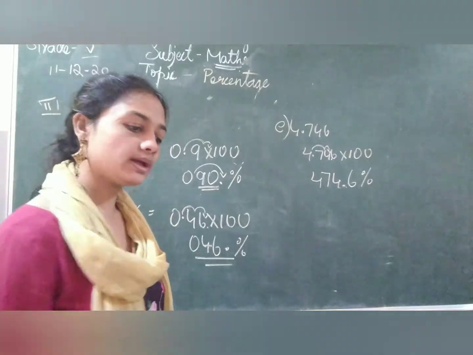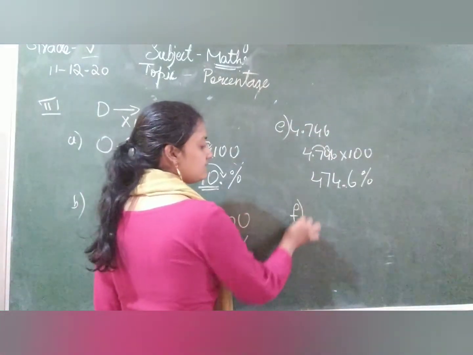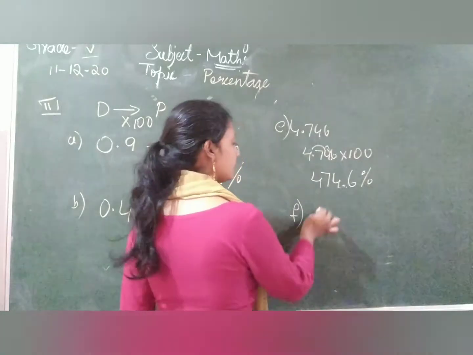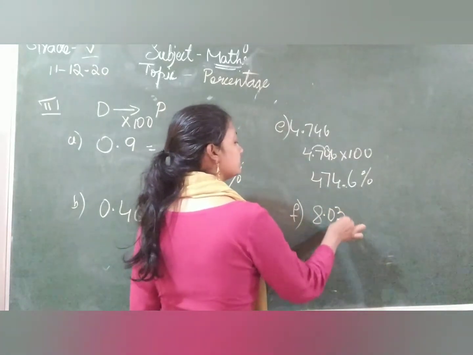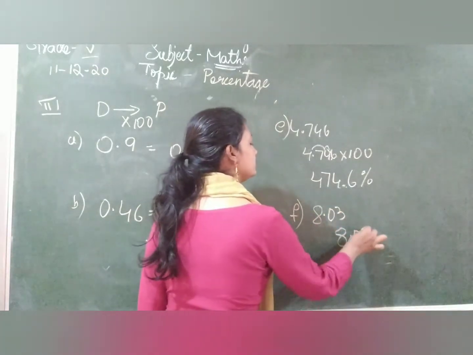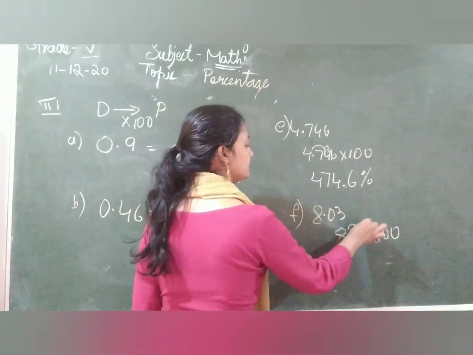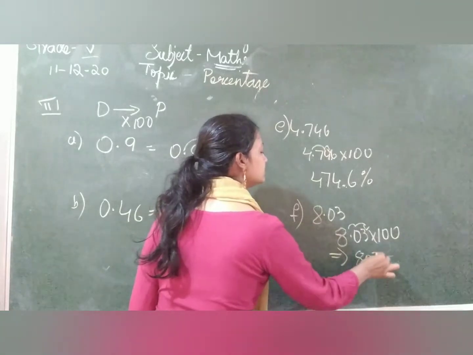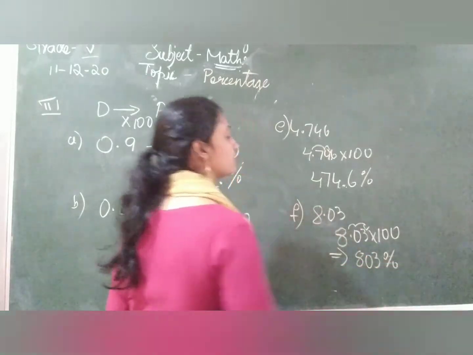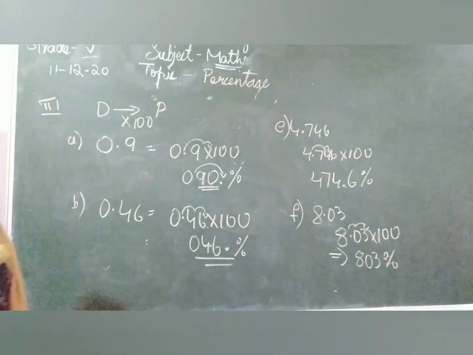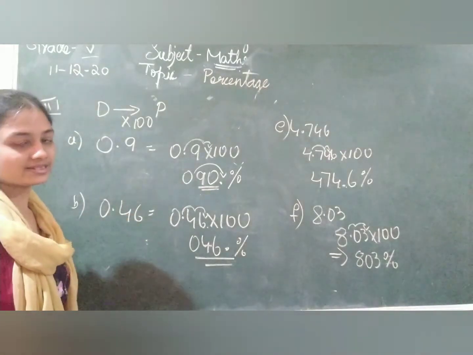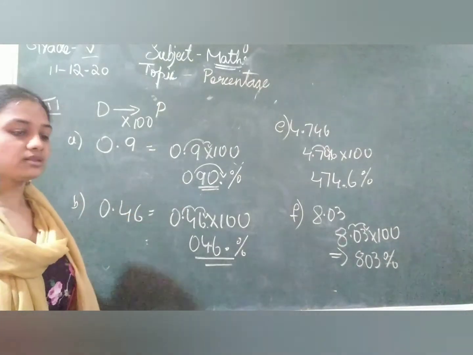And I'll show you one more sum. F. 8.03. 8.03 into 100. My answer would be 803%. Is it very easy, children? Yes. So I want you to practice the next sums.